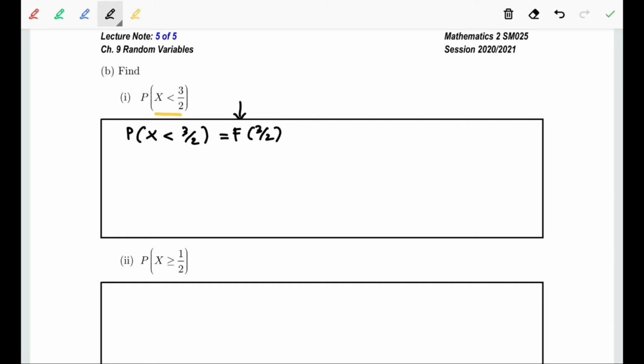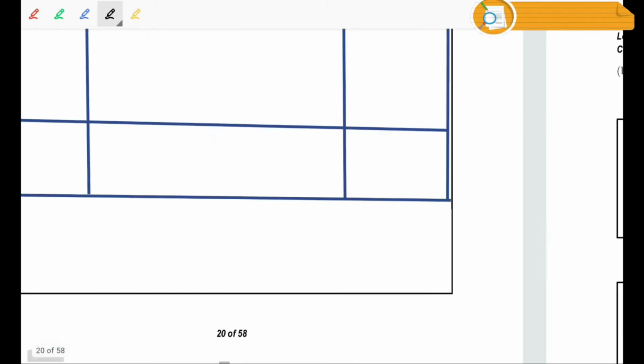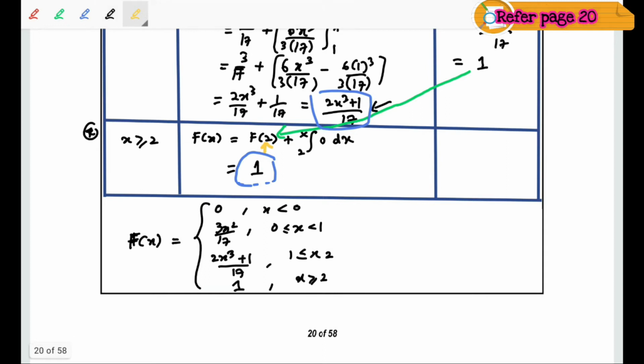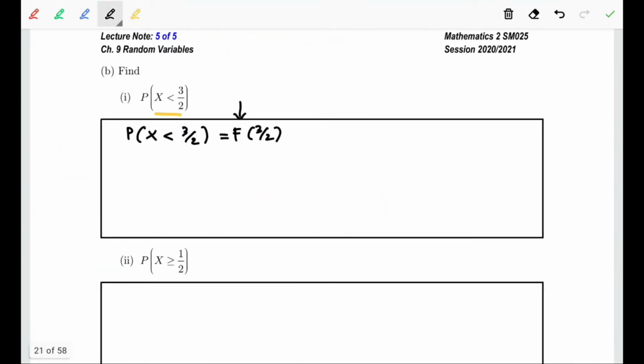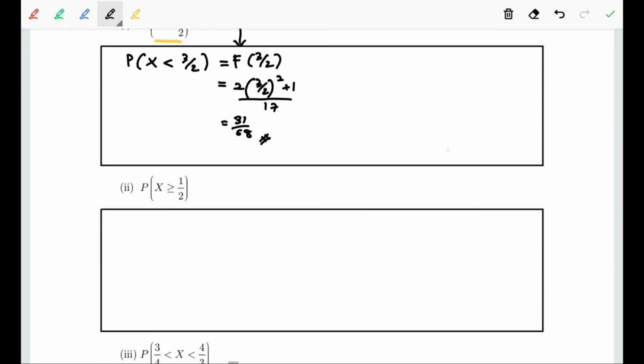So we have to find out where x equals 3 over 2. Back to the answer here. 3 over 2 is 1.5, so it should be around here. This is 3 over 2. So that means we have to substitute the value of x, which is 3 over 2, into this function. So here equals 2 times 3 over 2 squared plus 1 over 17. That will give you 31 over 68. Right, so then proceed next.